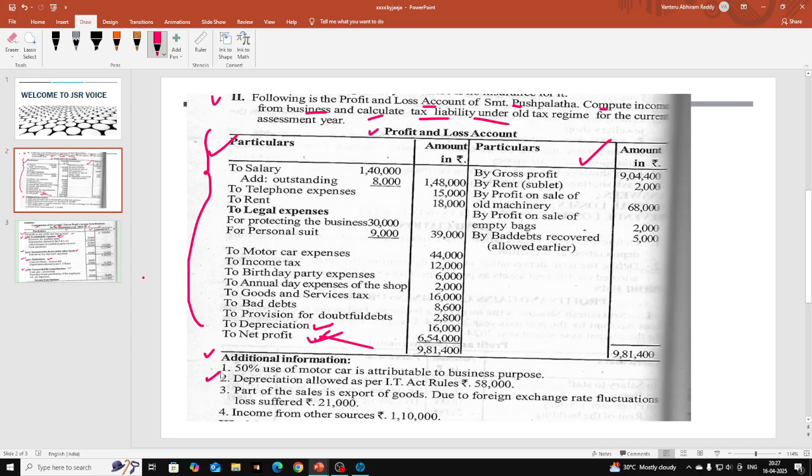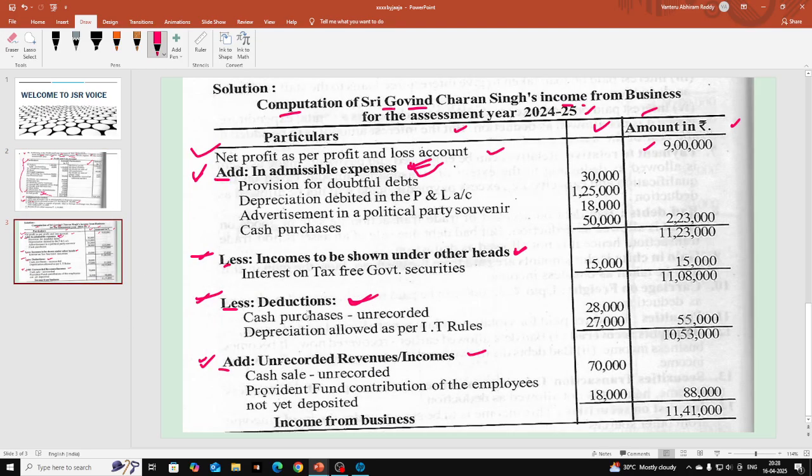depreciation is available in the additional information also, then what you have to do is, the depreciation available in the profit and loss account debit side, that you should record under inadmissible expenses. And the additional information depreciation, this one, 58,000, you should write under deductions. Okay, you should write under the third head.